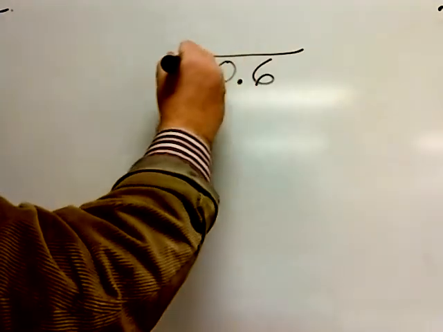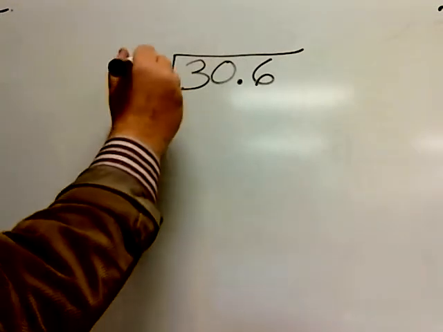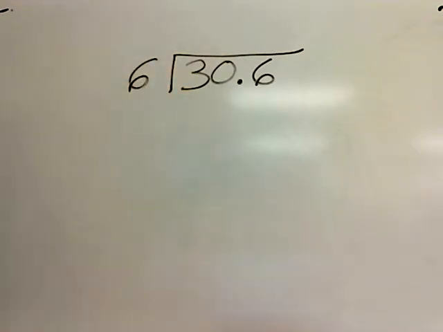30.6, 30 and 6/10 divided by 6. This time I don't want to tell you where to put the decimal. I want you to go ahead and place the decimal where it belongs and perform the first round of operations. Go ahead and divide, multiply, subtract, and bring down, and then we'll look at it together.